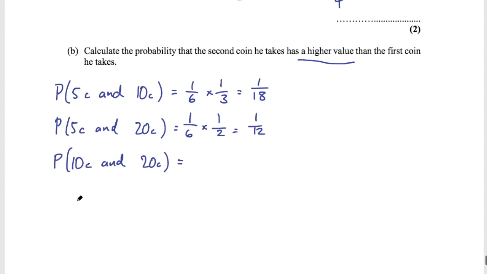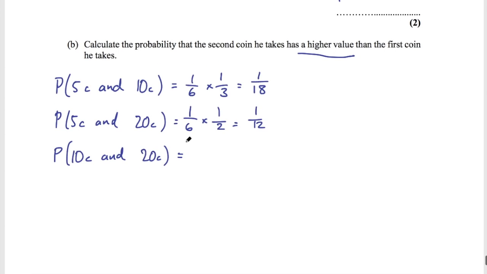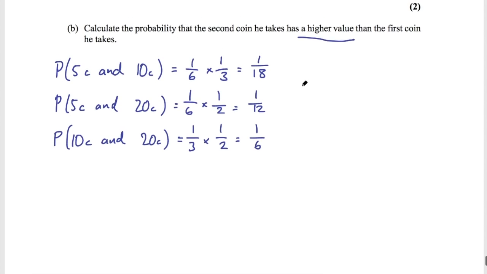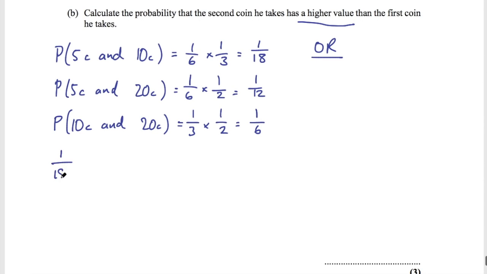And then the probability of picking a 10-cent coin, then a 20-cent coin, well, there's 2 10-cent coins. So again, that's 2 out of 6, or 1/3, multiplied by the probability of picking a 20-cent coin, which was a half, as we said before. So a third times a half, that's a sixth. And so we have the probability of all of these three things occurring. And because we want the probability of a 5-cent and a 10-cent, or a 5-cent and a 20-cent, or a 10-cent and a 20-cent, so we're saying this could happen, or this could happen, or this could happen, we add those together. So we've got 1/18th plus 1/12th plus 1/6.